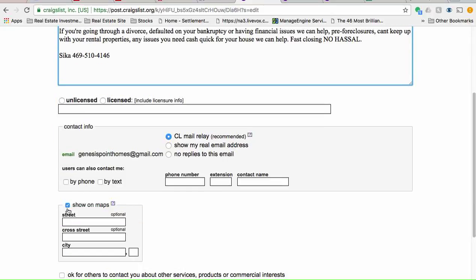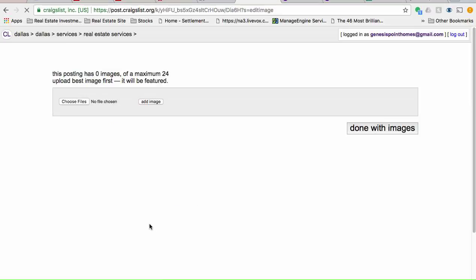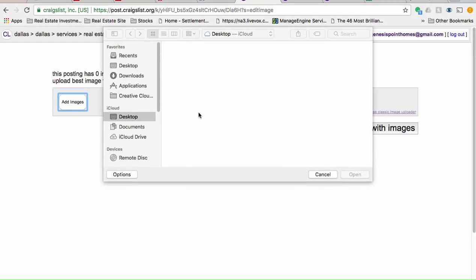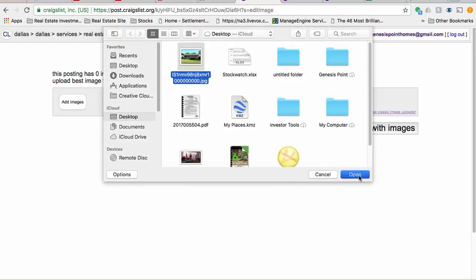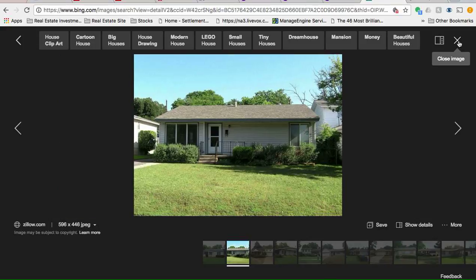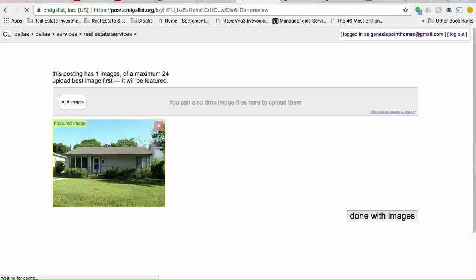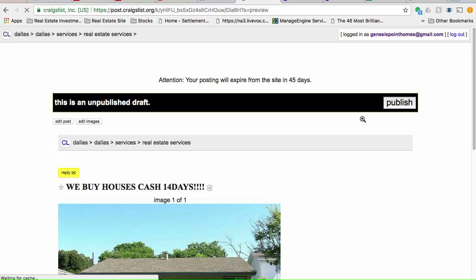So once you've done that, I'm going to unclick that and go to continue. For an image, you want to have a house image in there. It's always pretty good to have one, but I just Googled one or Binged one. I got one that looked like something in Texas, and I just put it in there. Done with images. And then publish it. And that's all there is to it.